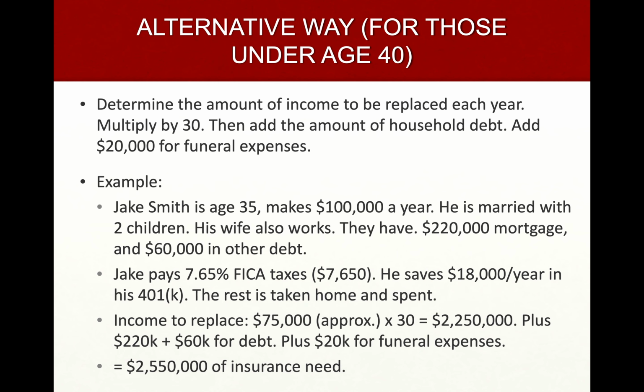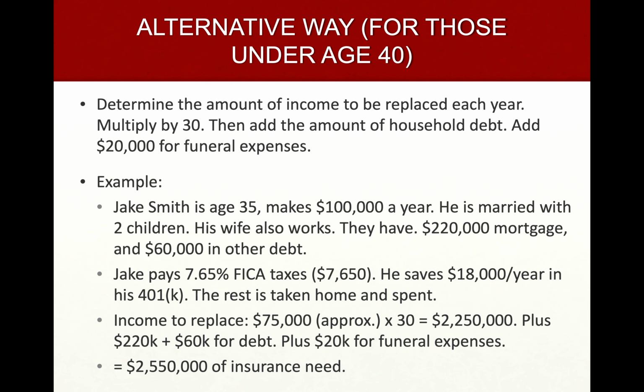Here's an alternative way that I basically use for clients under the age of 40. I determine the amount of income that has to be replaced, and then I multiply it by 30. Then I'll add any debt that they have, including mortgages, credit cards, car loans, and the like, and I'll add another $20,000 for funeral expenses.